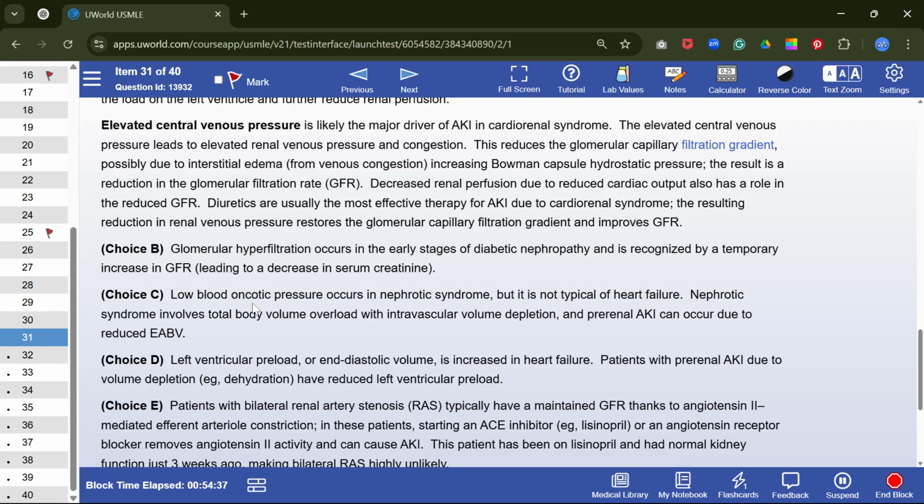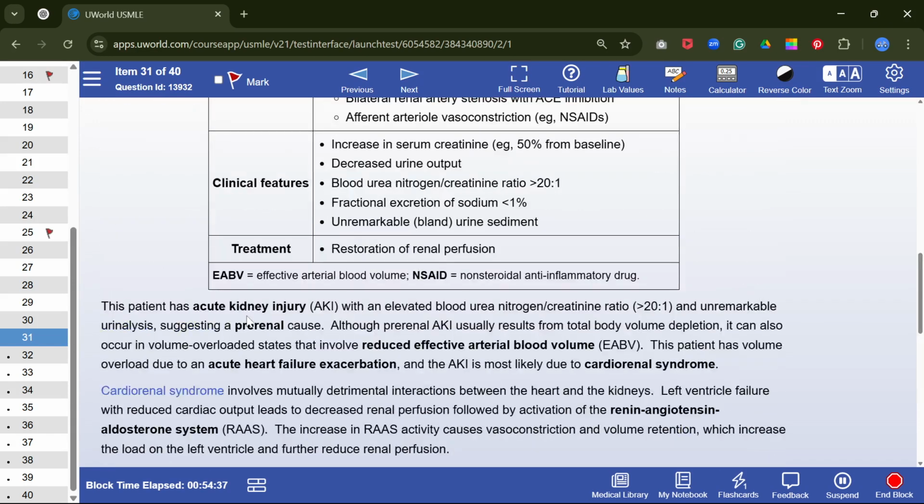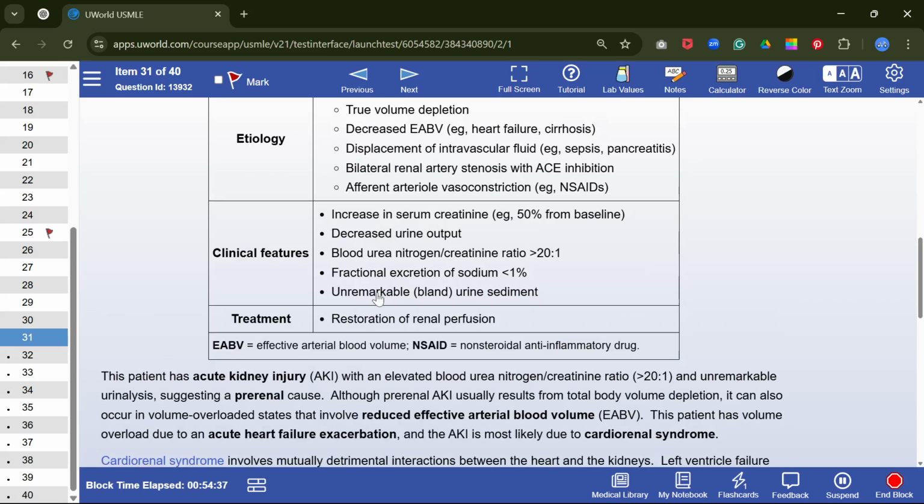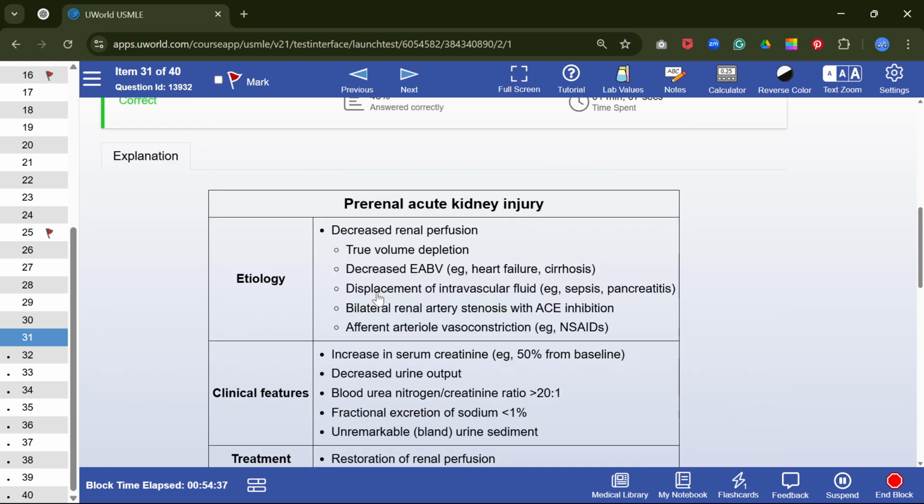And pre-renal AKI is happening due to reduced effective arterial blood volume. What will happen if there is reduced effective arterial blood volume? It will decrease the renal perfusion, and as it decreases the renal perfusion, it will cause the pre-renal AKI.